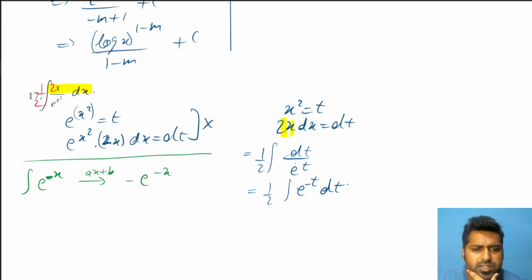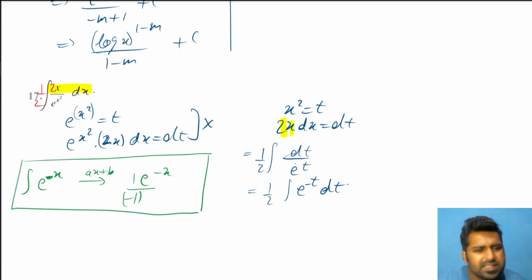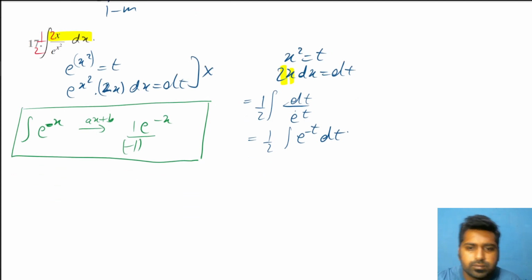What is the coefficient of x? Minus 1 will come in the denominator, or as such it is minus 1, so it doesn't matter, it will come in the numerator also. 1 upon minus 1. Whatever is the coefficient of x, you get that in the denominator. That's the only thing you have to understand. This is not a formula. I'm just relating it with the ax plus b format that we have studied.